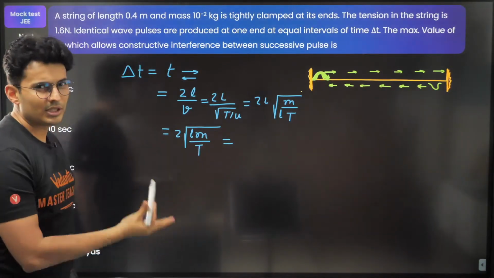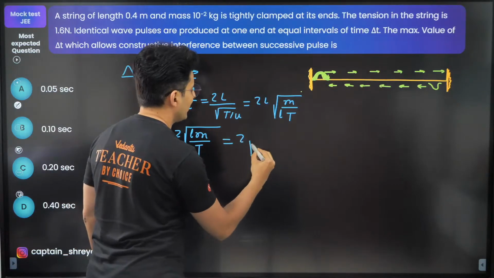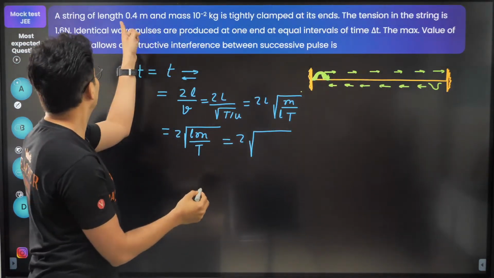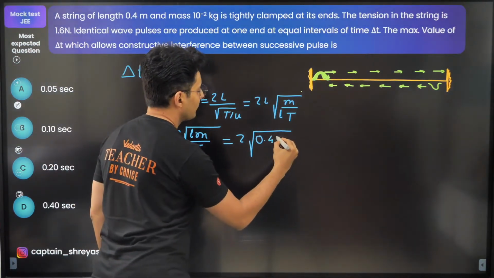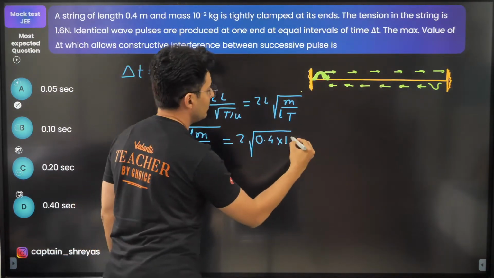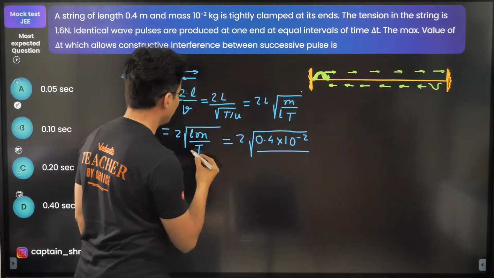Now it's just a matter of substituting all the values, so let's do that. 2 times the length. Length is 0.4. So 0.4 into mass. Mass of the wire is 10 to the power minus 2. The whole thing divided by tension.